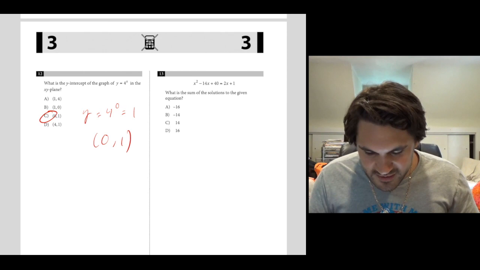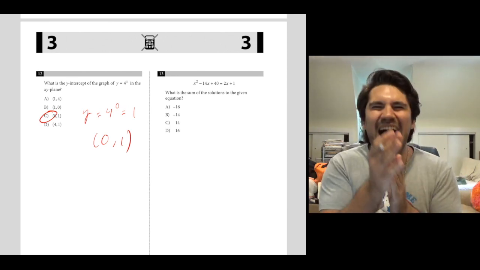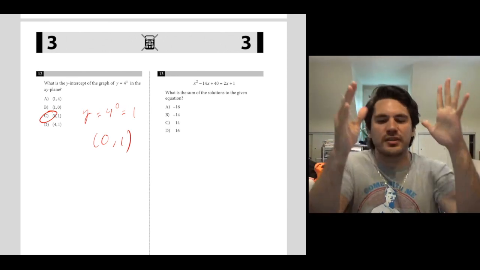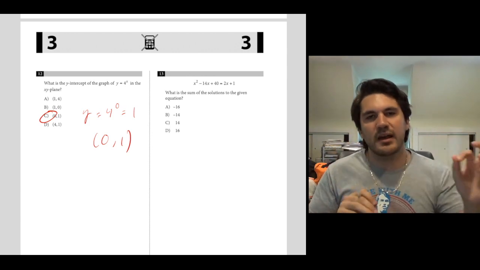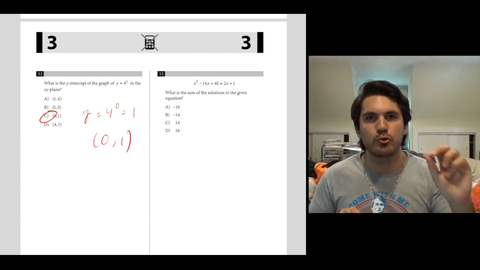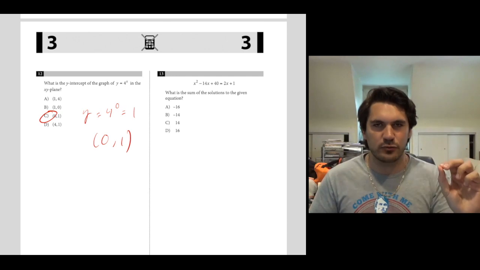Number 13, what is the sum of the solutions to the given equation? I love this question. Best question, because it's super easy to do as long as you know the shortcut to getting the sum of the solutions.